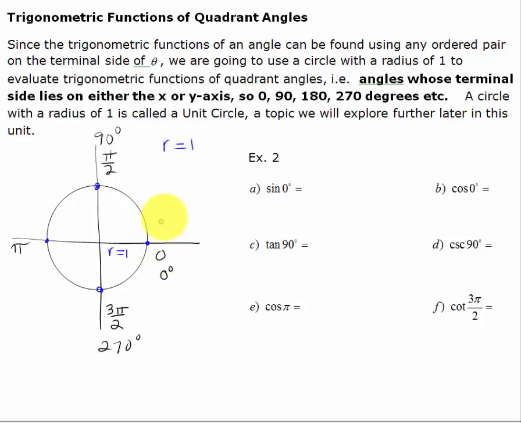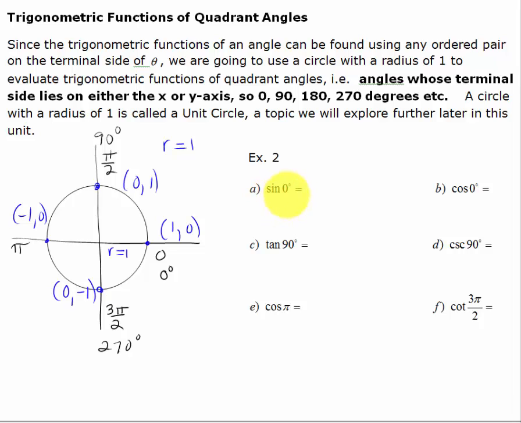So at 0 degrees, that ordered pair, we'd go over 1 and we would not go up or down, so that would be (1, 0). At 90 degrees, our x-coordinate is 0, but our y-coordinate is 1. At pi, or 180 degrees, our ordered pair would be (-1, 0). And at 3 pi over 2, or at 270 degrees, our ordered pair would be (0, -1).